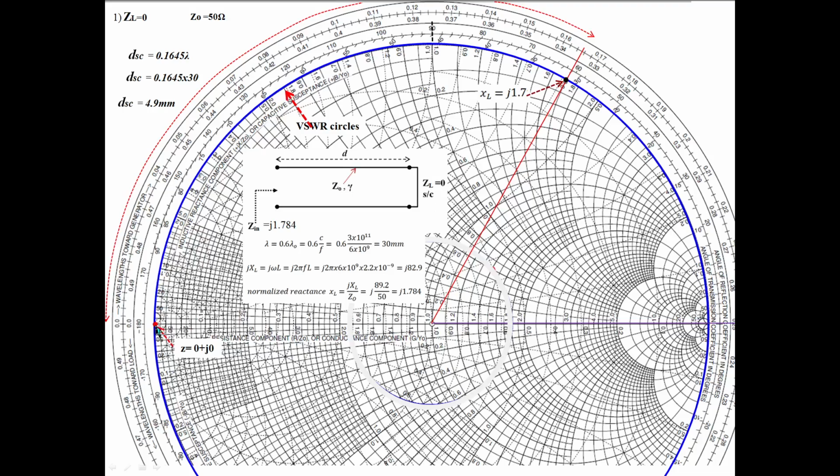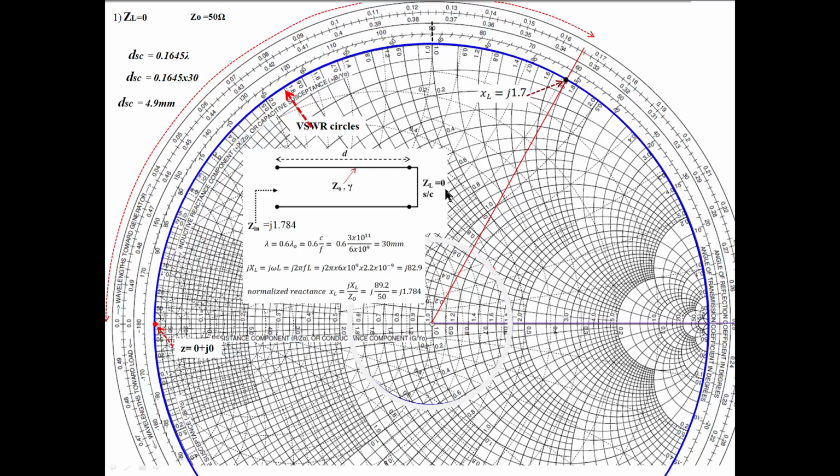Now you see, if you move starting from the load point like this, go on moving, that means in the clockwise direction. What is the value of resistance? Resistance is always 0 only, because on this circle the resistance value is 0. Reactance may be anything here. If you move like this, the resistance value remains the same, because we are moving on the R equal to 0 circle. Moving on the VSWR circle means moving on the transmission line.